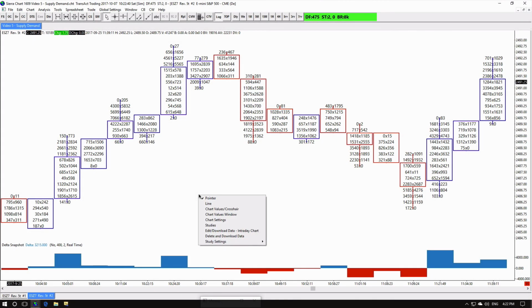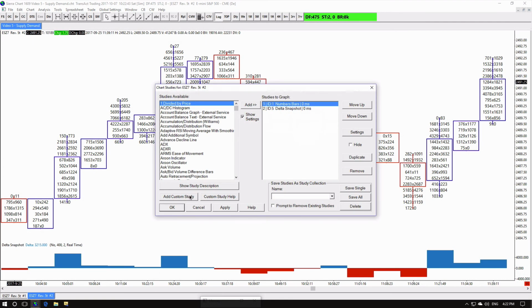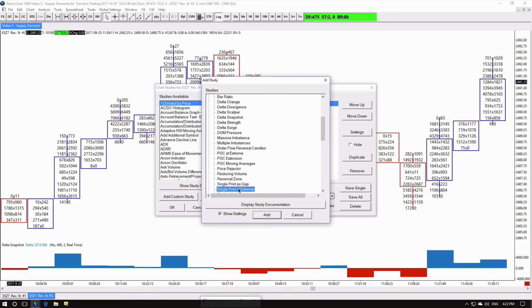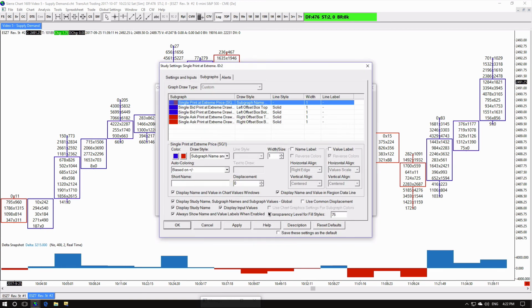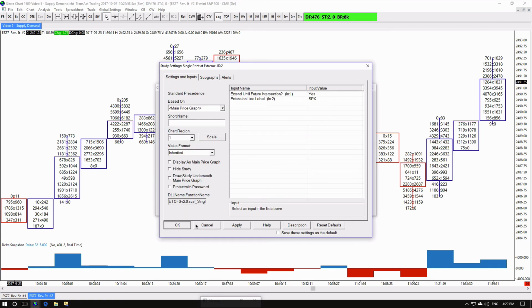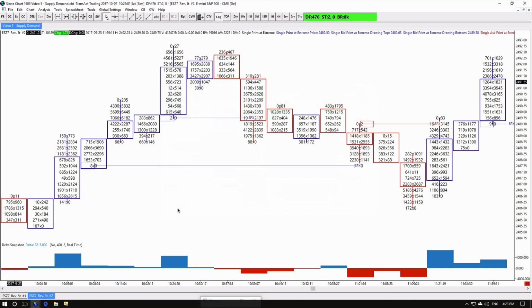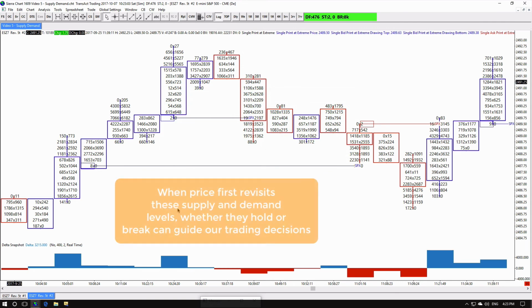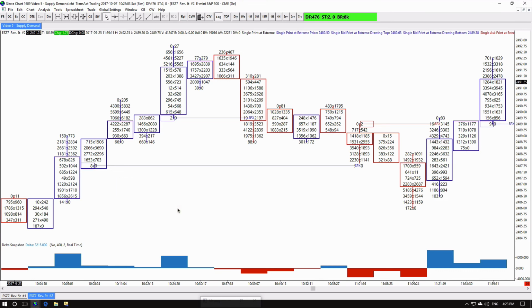The emoji single print at extreme indicator highlights when we have a lack of demand at the top of a bar or a lack of supply at the bottom of a bar. If we see traded volume of under 10 contracts at the bar's extreme, then we can highlight this price level, as we know this price level may well form future resistance or support. And once again, we can extend this price level out until it trades in the future.